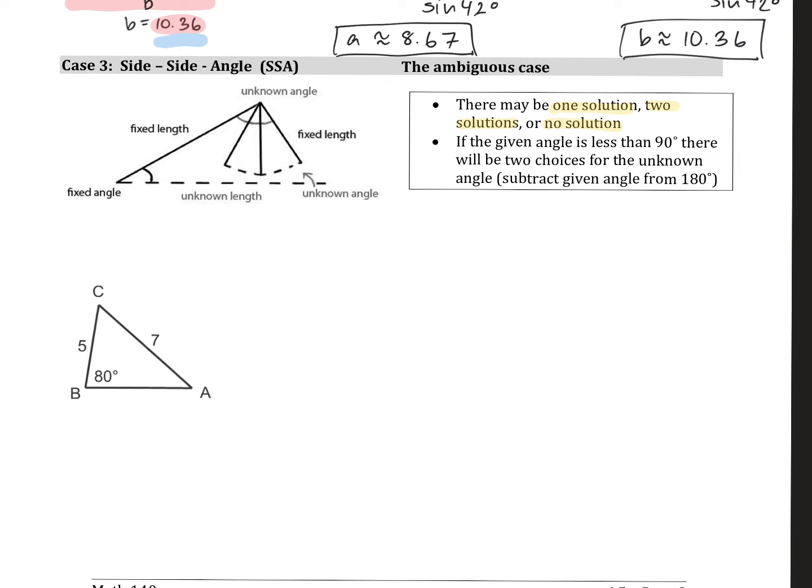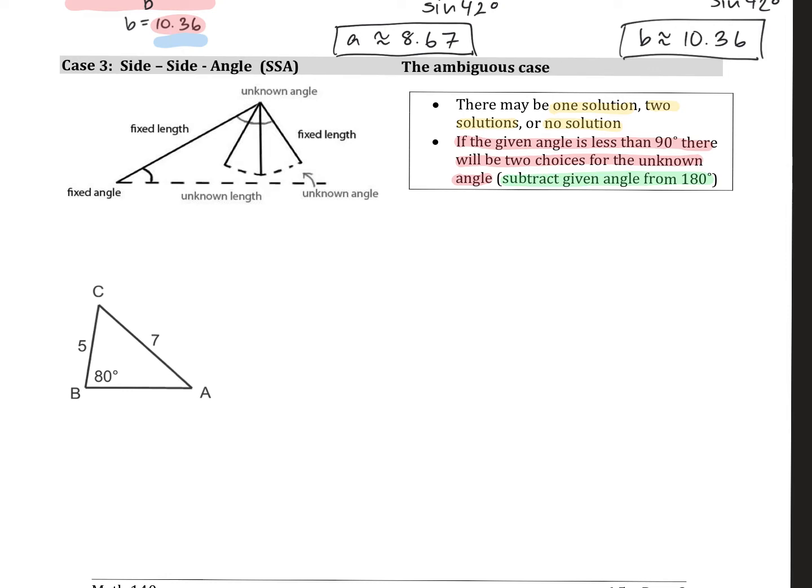So it definitely is the more tricky case. So once again, when you're solving, make sure to figure out which case it is, because the ambiguous case is out there lurking. Alright, so if the given angle that we have is less than 90 degrees, there will be two choices for the unknown angle. And to find that, please remember this, subtract the given angle from 180 degrees.